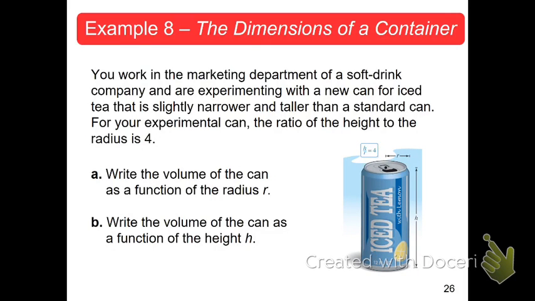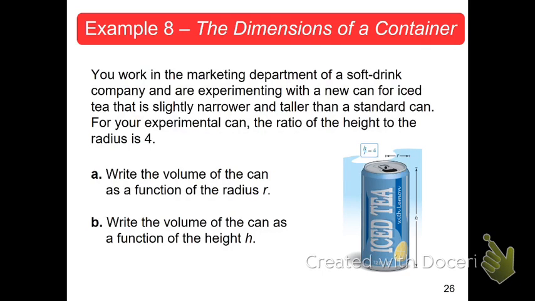Okay, example 8 says you work in the marketing department of a soft drink company and are experimenting with a new can for iced tea that is slightly narrower and taller than a standard can. For your experimental can, the ratio of the height to the radius is 4. We're going to A, write the volume of the can as a function of the radius r, and then B, write the volume of the can as a function of the height h.